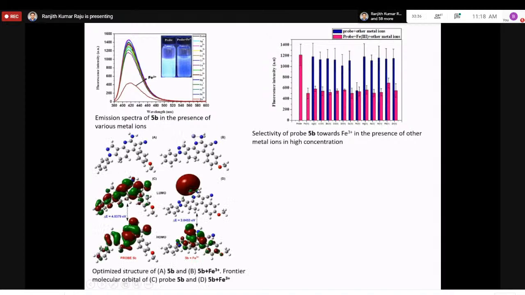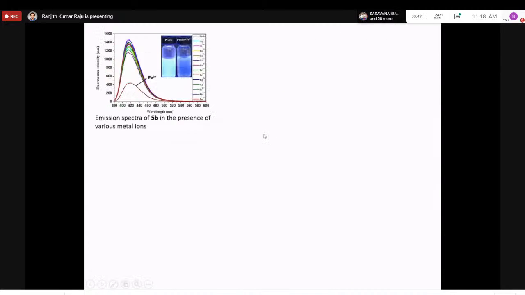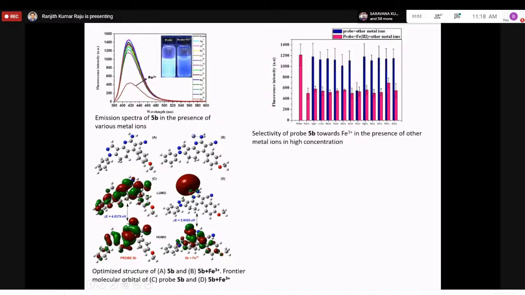I should show the structure. So this is a donor system and you have the acceptor system. There is an ICT involved in these two, which was found through the DFT studies. You can see the HOMO-LUMO difference here. It was around 4.03 electron volt.